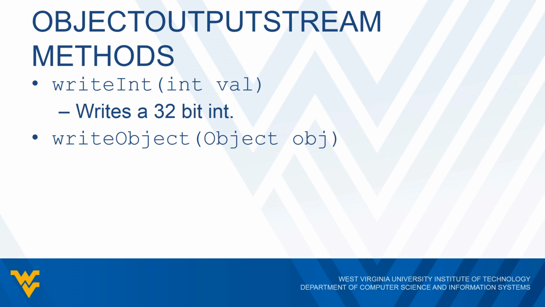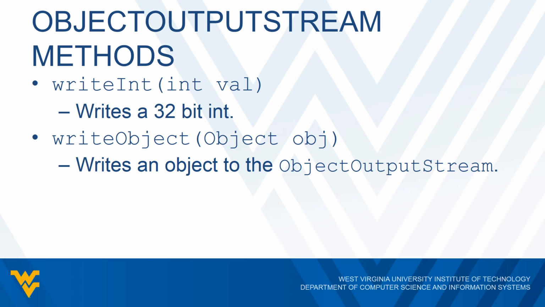We also have the writeObject method. So this is just simply going to write some complete object. And notice that the data type for this is the Object class. So I don't have to worry about what object it is. It can be any object and it'll work just fine. But we write this to the ObjectOutputStream.